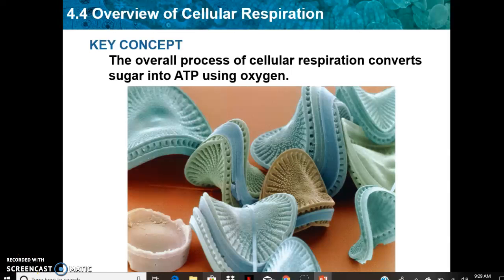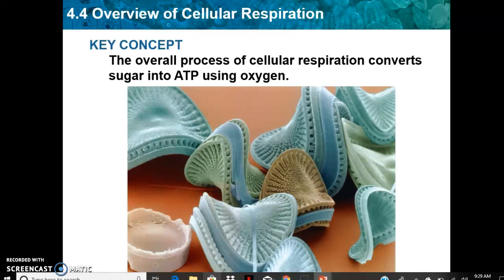Okay, so thank you for hanging in there through 4.3. Remember, there are two videos for that section. I know that's a little bit tougher information, but this 4.4 will be not quite so bad because this is just an overview of cellular respiration.